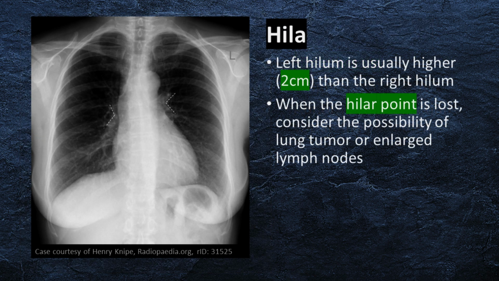H. Hila. The hilar vessels should be visible clearly on both sides. The left hilum is usually 2 centimeters higher than the right hilum. The loss of hilar point may indicate the presence of lung tumor or enlarged lymph nodes.